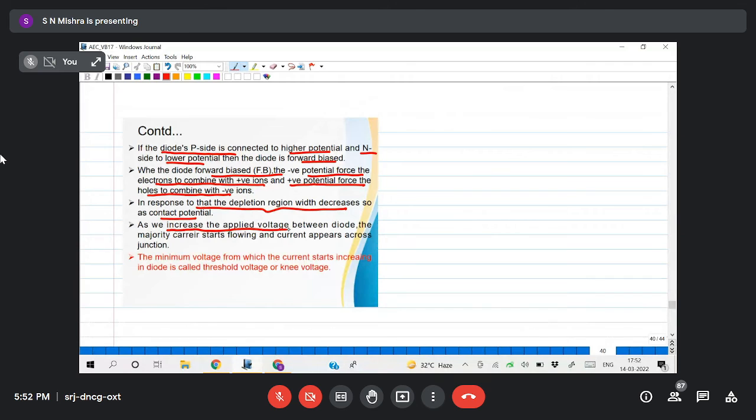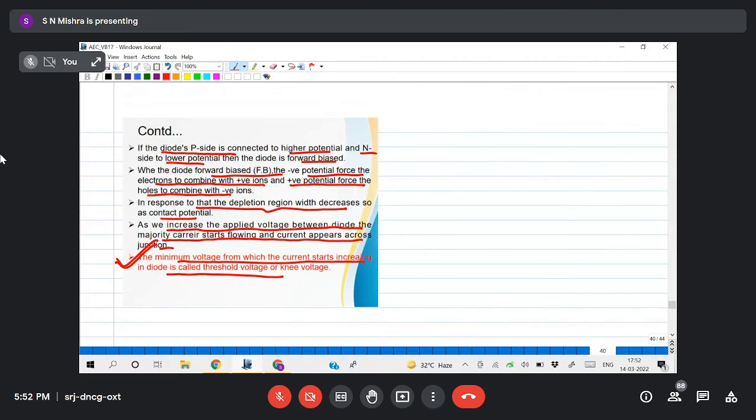As we increase the applied voltage across the diode, the majority carriers start flowing and current flows across the junction. The minimum voltage from which the current starts increasing is called diode threshold voltage or knee voltage. So this point I have not told. What is this point? This last point, the minimum voltage from which the current starts increasing in the diode.